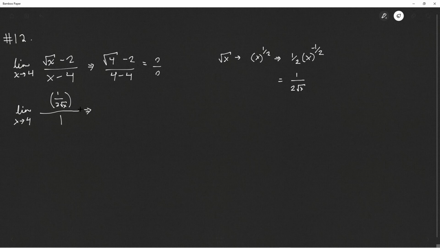So now when we plug in x equaling 4, this will be 1/2 multiplied by 2 times square root of 4, which is 2, and divide that by 1. So now this will give us 1/4 divided by 1, which we'll bring to the top, which will give us 1/4.